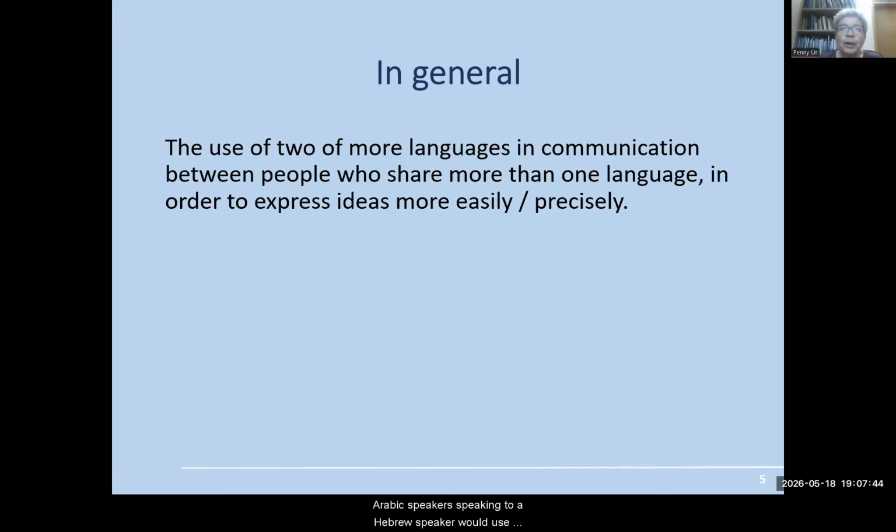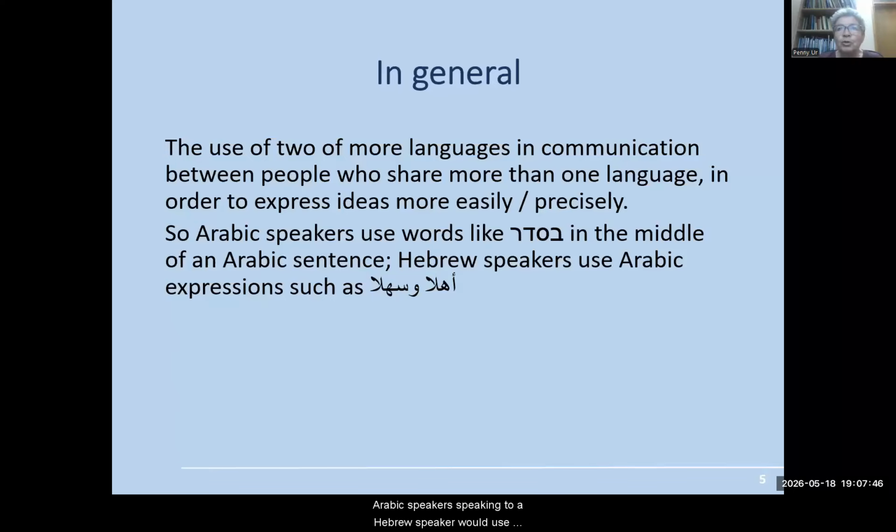So for example, Arabic speakers speaking to a Hebrew speaker would use beseder as if it were an Arabic word, but actually it's Hebrew. And Hebrew speakers say ahlan wa sahlan as if it were a Hebrew word, and actually it's Arabic. But they come in quite naturally to our discourse when we're speaking to someone else who we know will understand us. And it's a very natural way to communicate in a multilingual context.